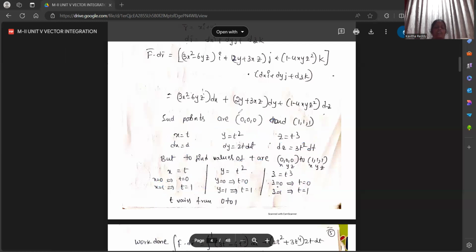Then what is the line integral? A line integral means you get a single integration symbol. Now you have all of x, y, z in terms of t, and the t limits are 0 to 1. Now we'll find the line integral for that.